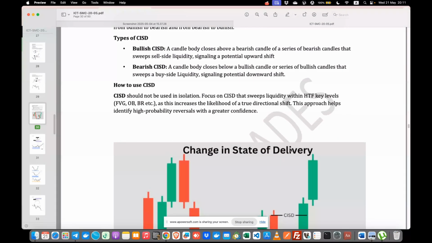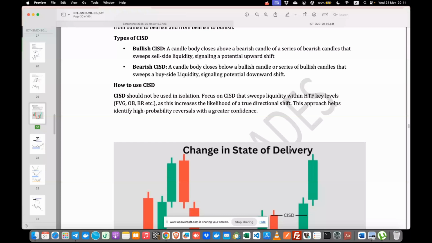So how can you use a change in state of delivery? First of all, change in state of delivery cannot be used in isolation. We focus on the CISD that sweeps liquidity within higher time frame key levels. These higher time frame key levels can be fair value gaps, order blocks, breaker blocks, inversion fair value gaps, mitigation blocks, just any of our higher time frame PDRAs.